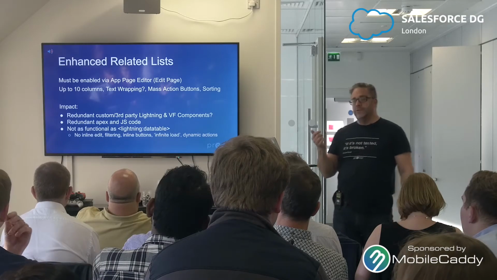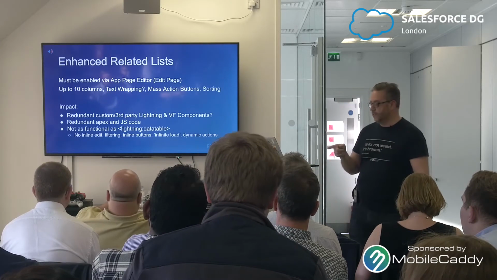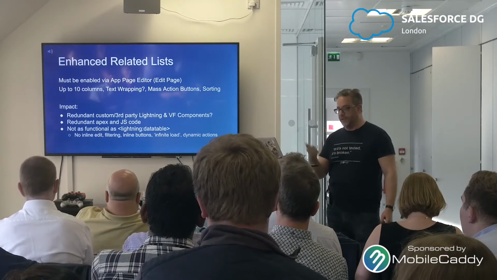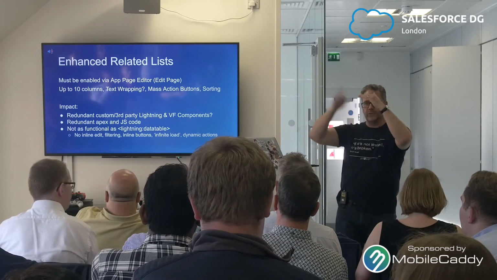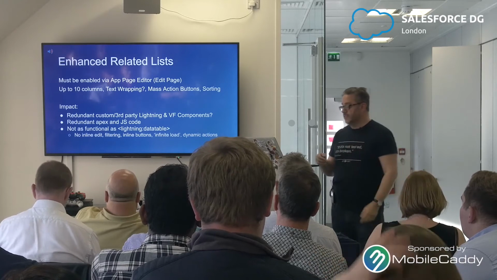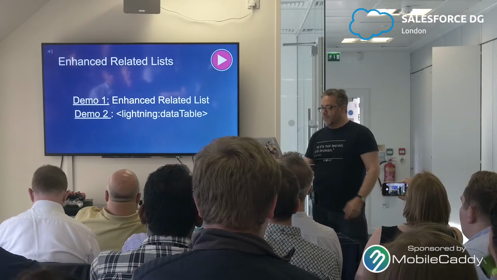If you have written your own, you've probably used Lightning Data Table, which, if you haven't checked it out, is really, really good. What Lightning Data Table does in addition is you've got inline edit. You've got filtering, you've got inline buttons, you've got infinite load, where you keep scrolling and it just keeps loading more records. So you've got all those options in Data Table. And you've got dynamic actions as well. So actions on the row will change according to the value of a status or some other field. That's a really powerful feature in Lightning Data Table. So let's have a quick look at those.